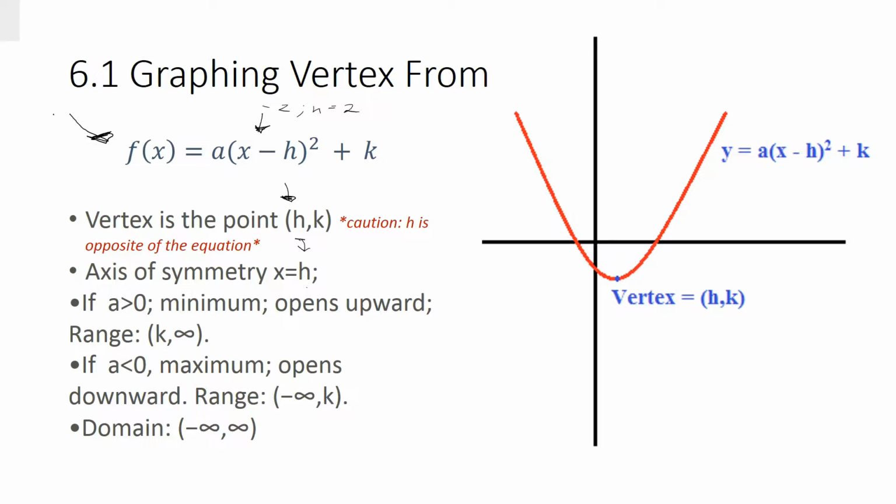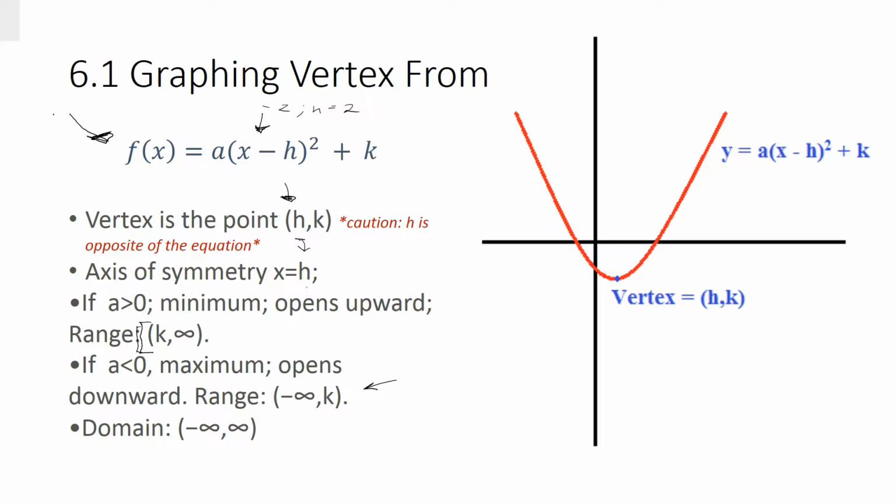If a is positive, it opens upwards, and this is how you set up your range. Okay, and this side, k, is usually going to be a closed bracket over here, but that is just depending on what your function looks like. If a is less than 0, it opens downwards. This is how you're going to set up that range. And the domain for all parabolas is all real numbers.